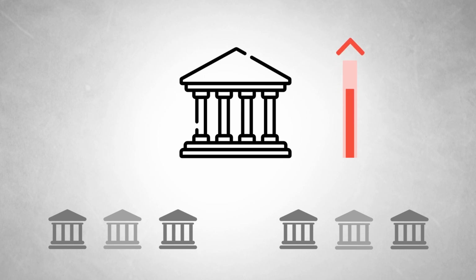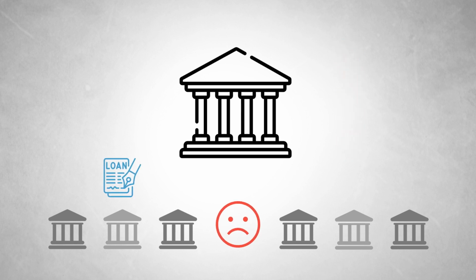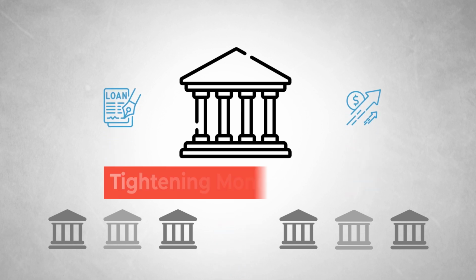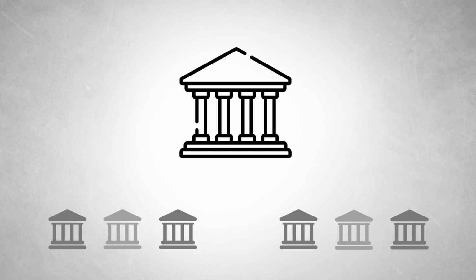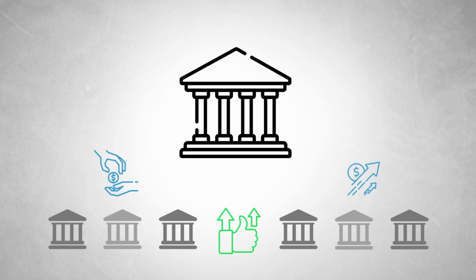When the central bank's interest rates rise, commercial banks are discouraged from making loans and profits. And this is what is called tightening monetary policy. On the other hand, when the central bank lowers its interest rate, it encourages commercial banks to lend money and make profits.